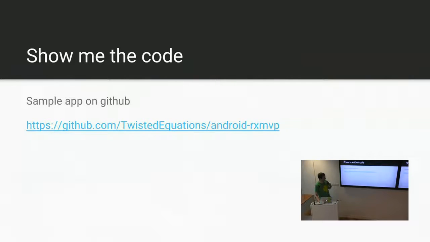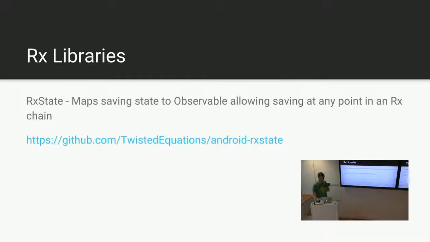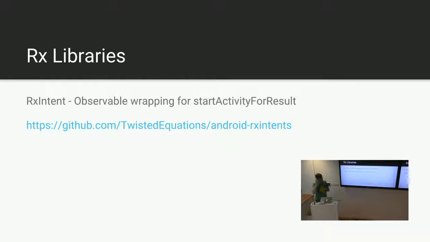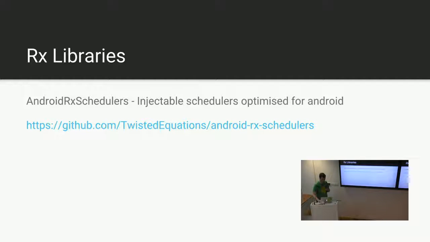So there's an app on my GitHub, the RxMVP app. All that code's in there if you want to see the full version of it. There are a couple of activities in it, and there's a Kotlin implementation as well, if you're interested. The libraries I had to make this function were the Rx state library, which you can use anywhere in an Rx chain to save state and return your state back. This is very useful if you want to combine data sources together. The Rx intent library just wraps startActivityForResult, so you can start it with an observable and it just comes back for you. And then we've got the schedulers library for optimized schedulers for Android. You can take a look at that yourself.